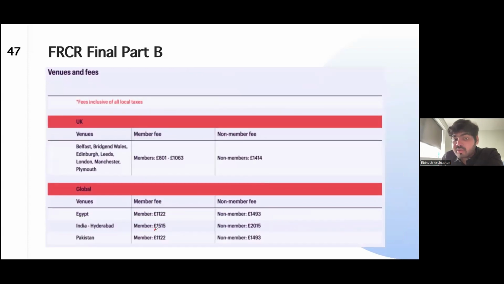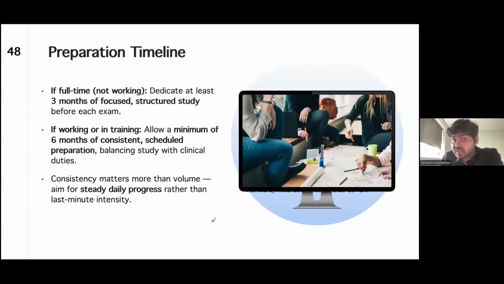The cost, if you're planning to sit in India, is 2,015 pounds if you're not a member. But if you are a member, the fee is 1,515 pounds.